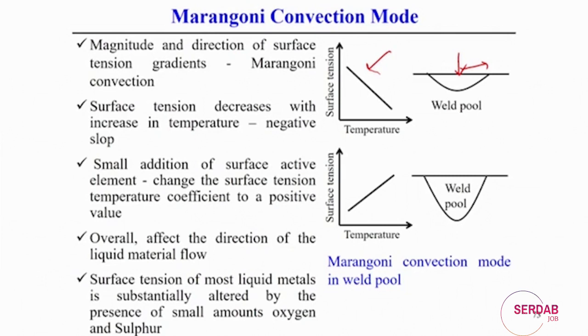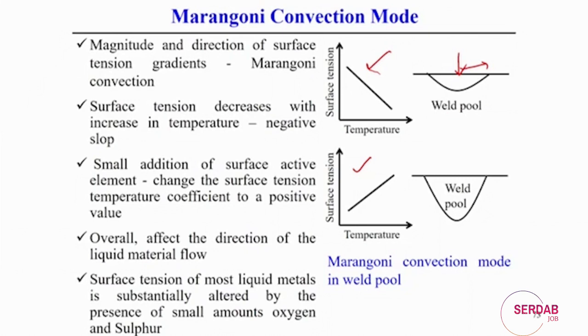But what happens if a small amount of surface active elements is added? That actually changes the surface tension temperature coefficient to a positive value. So, adding surface active elements basically changes the slope from negative to positive. When there is a change of this slope, the typical nature of the surface tension force or surface tension gradient impacts the nature of the material flow.